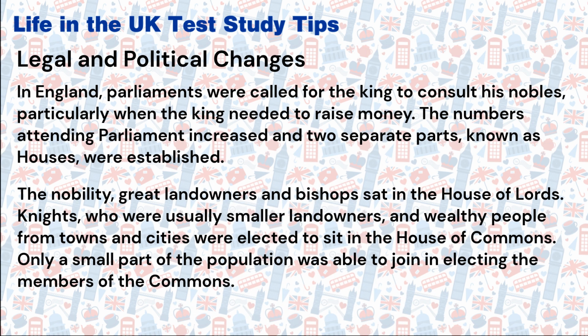In England, parliaments were called for the king to consult his nobles, particularly when the king needed to raise money. The numbers attending parliament increased and two separate parts, known as houses, were established. The nobility, great landowners, and bishops sat in the House of Lords. Knights, who were usually smaller landowners, and wealthy people from towns and cities were elected to sit in the House of Commons. Only a small part of the population was able to join in electing the members of the Commons.